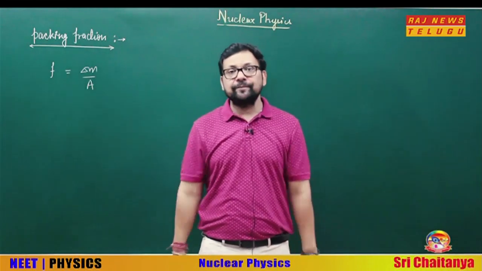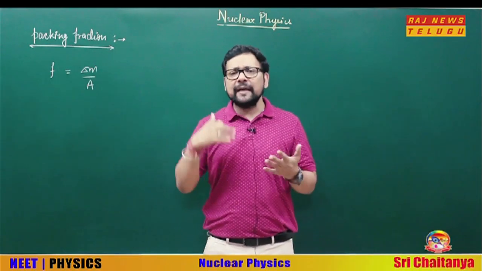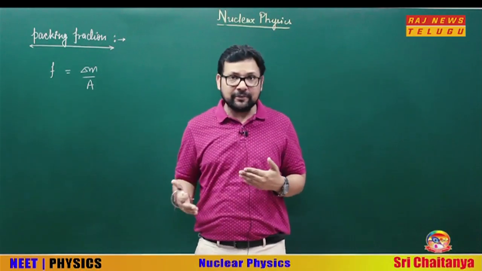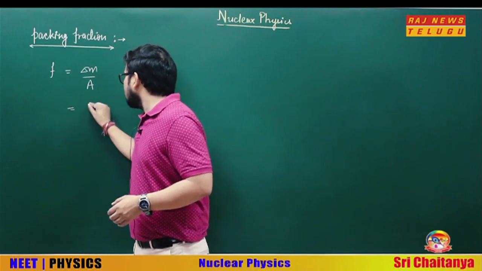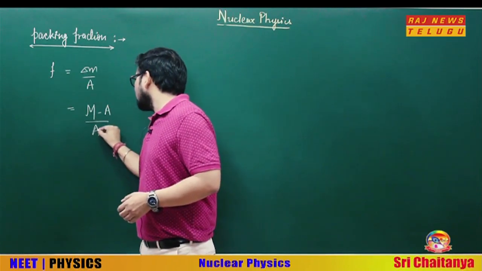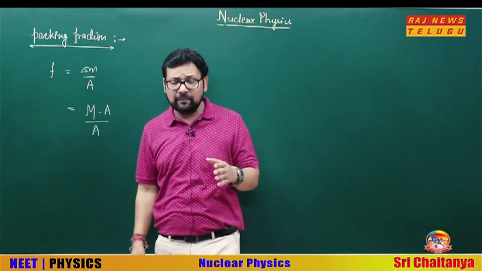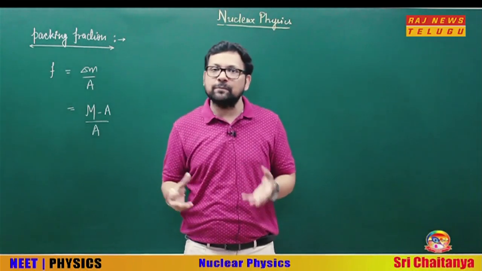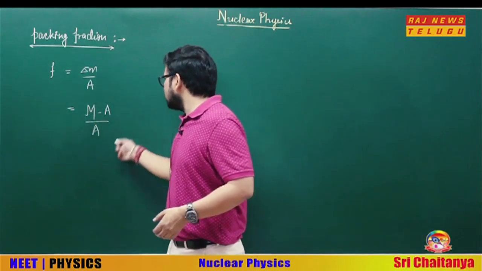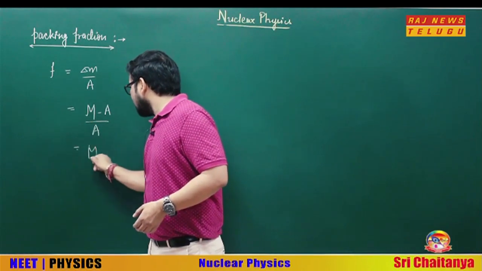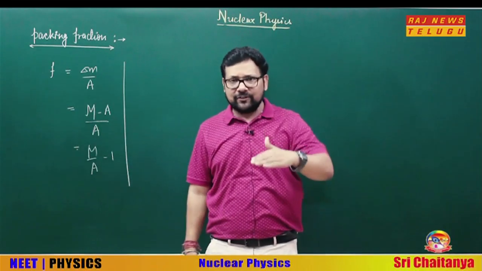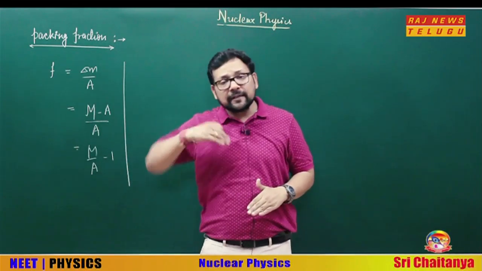We can also write it as A minus M, which is not wrong. But in general we define it as mass of nucleus minus A, divided by A. If you write A minus M, that is not wrong either, the mass defect is the same, but you have to think about the magnitude; the difference is that much only. We generally denote this as M minus A by A, which is M by A minus 1. I told you, the lower the packing fraction, the greater the stability.